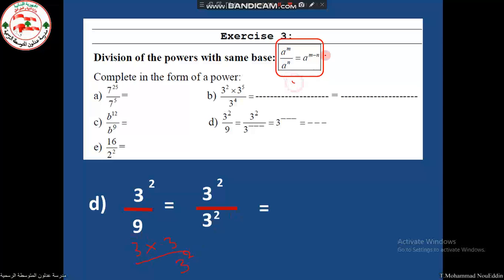And then we follow this rule. We have division of powers with the same base, so we subtract the exponents. Then 3 raised to the power 2 minus 2, 3 to the power 0, which is equal to 1.